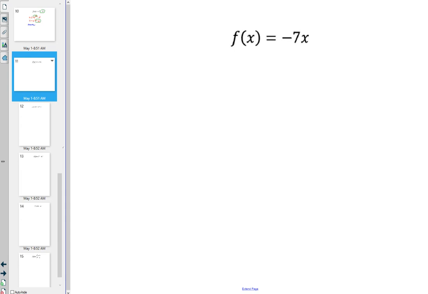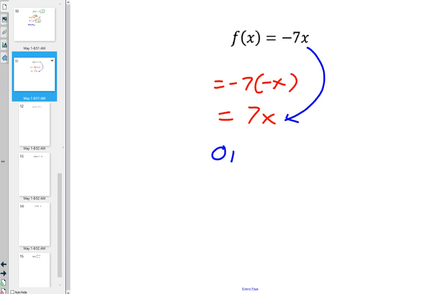Sam I am, even, odd, neither. Even, odd, or neither. Odd, there was only one term. That only term that was there changed signs. Odd.